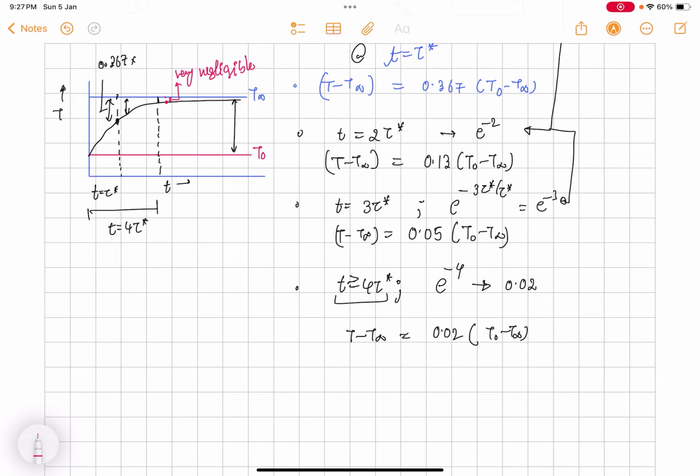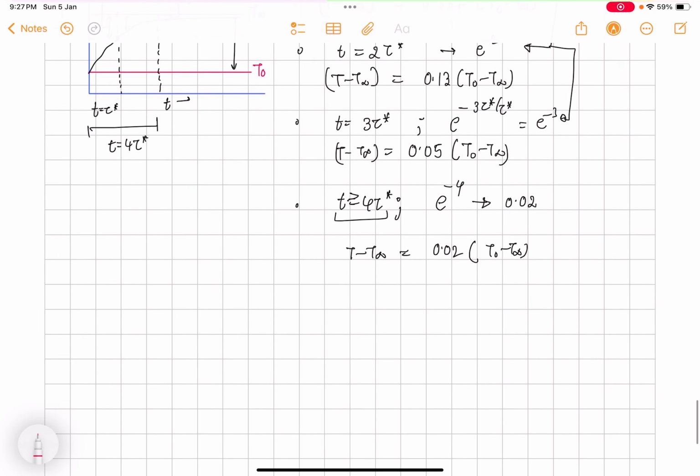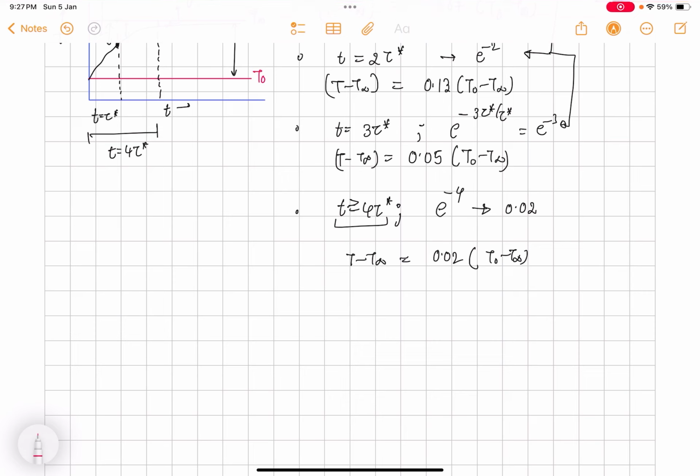All right, so that is how we can use the thermocouple time constant in unsteady heat transfer analysis, and its application is in thermostats, which are used to allow the flow of coolant around the engine.